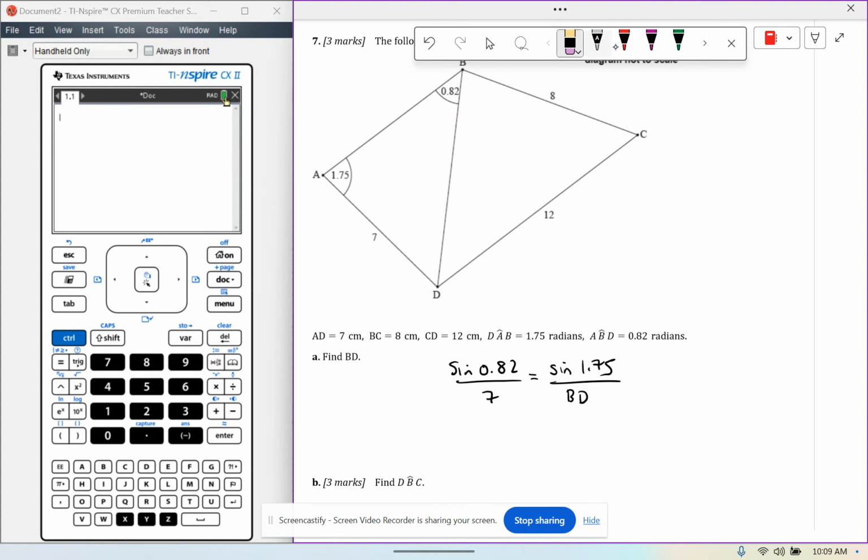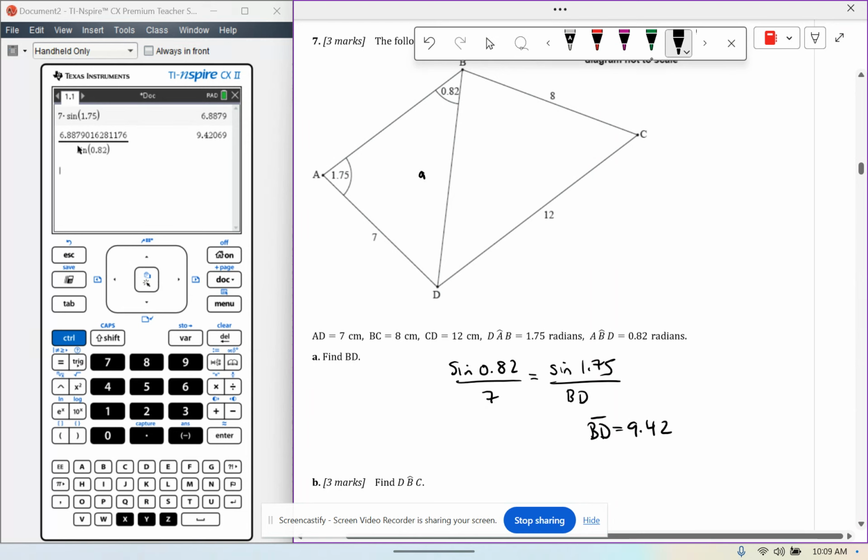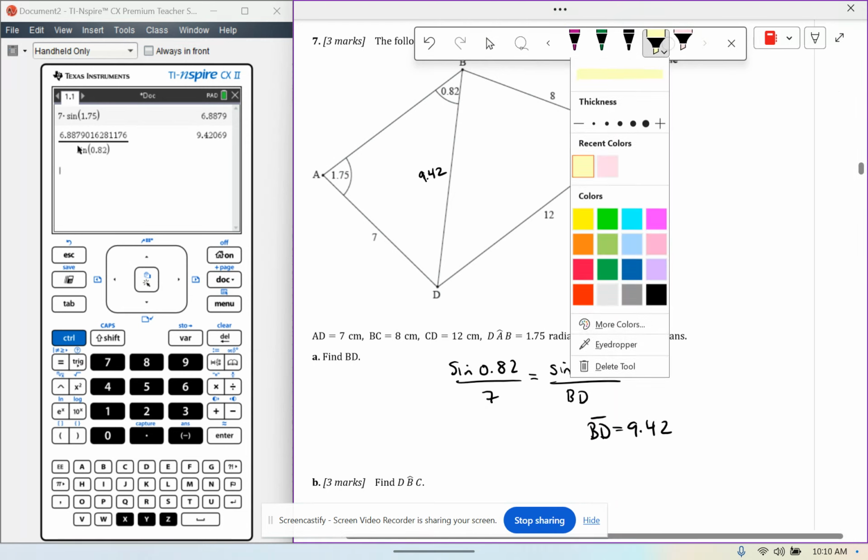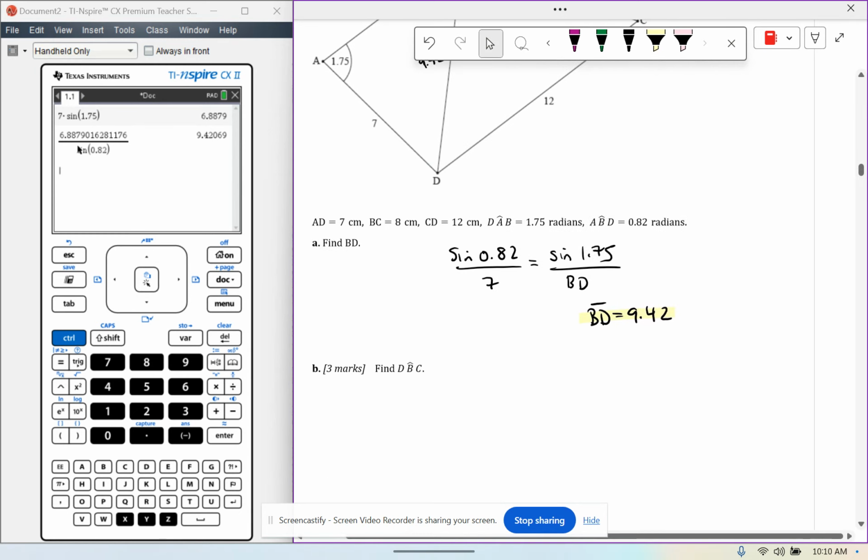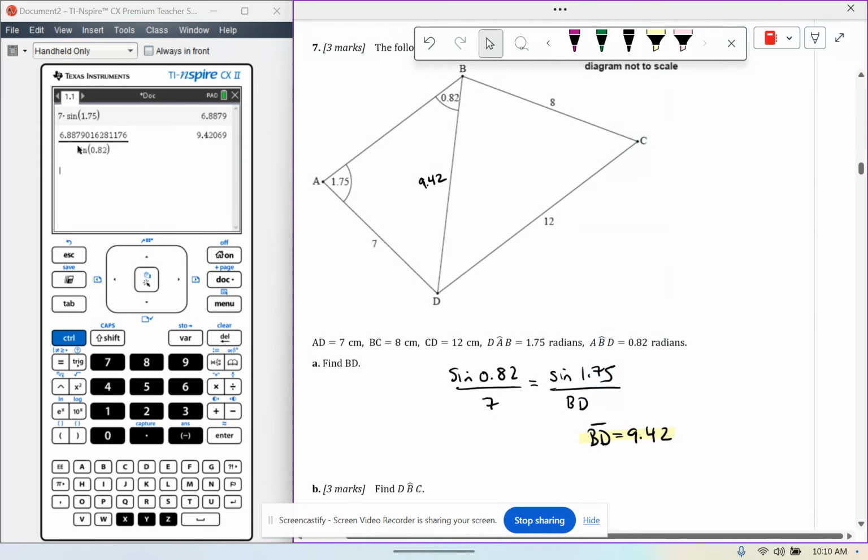So I'm going to do that on my calculator. I have 7 times the sine of 1.75 divided by the sine of 0.82. And that is going to give me 9.42. So I have BD is equal to 9.42. I'm going to put that on the figure in case I need to use it later. Okay. Then it says find DBC.